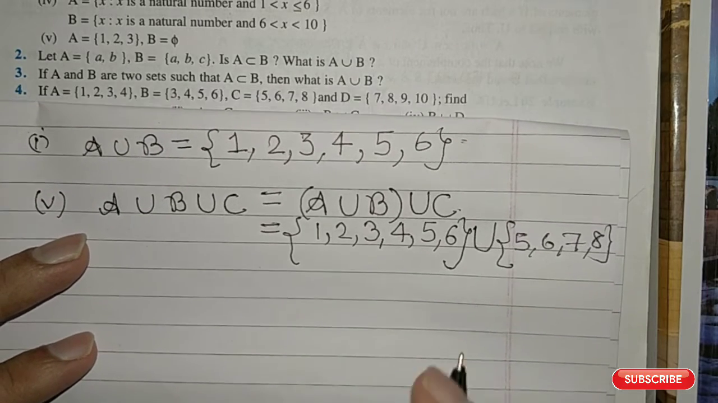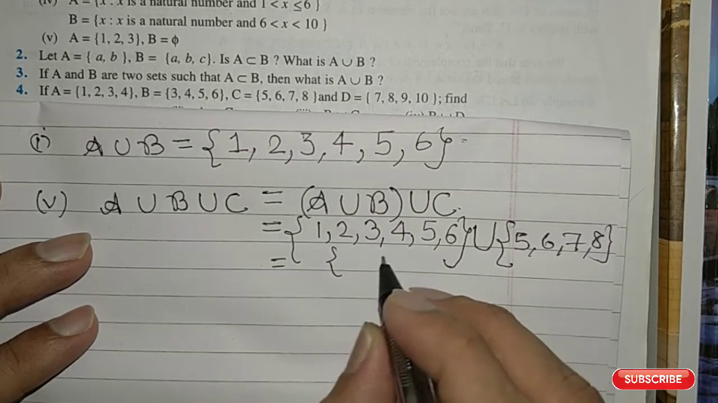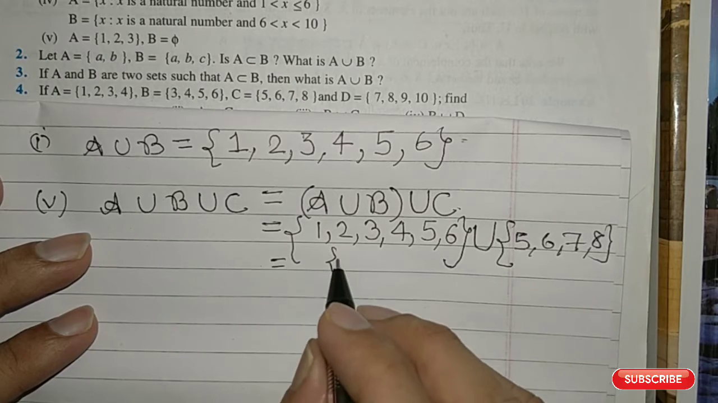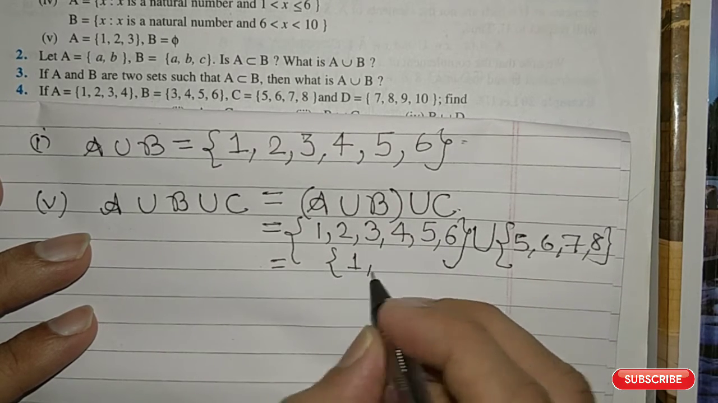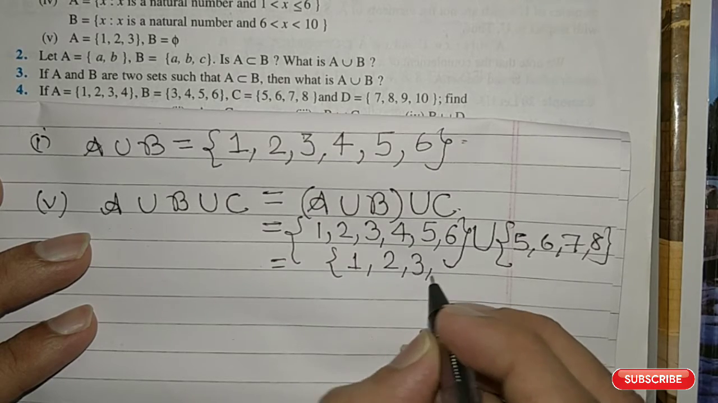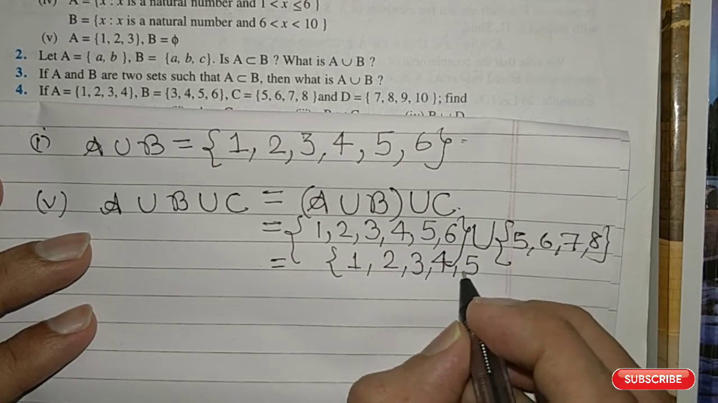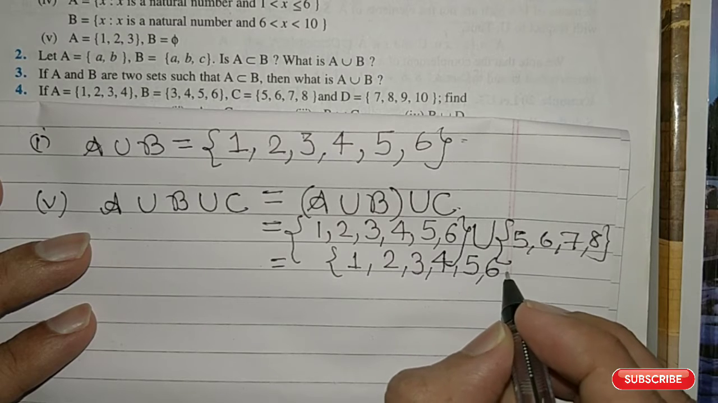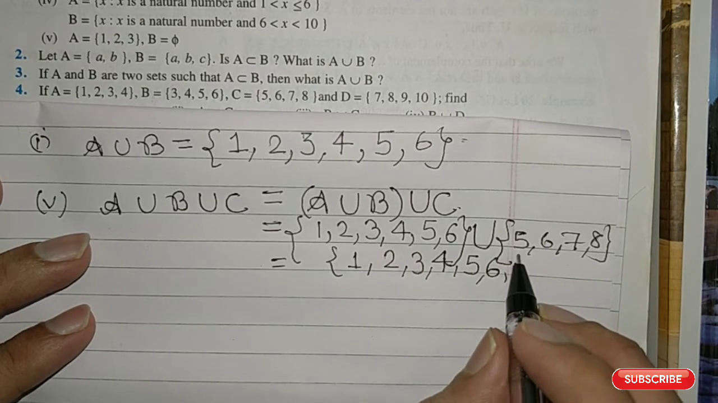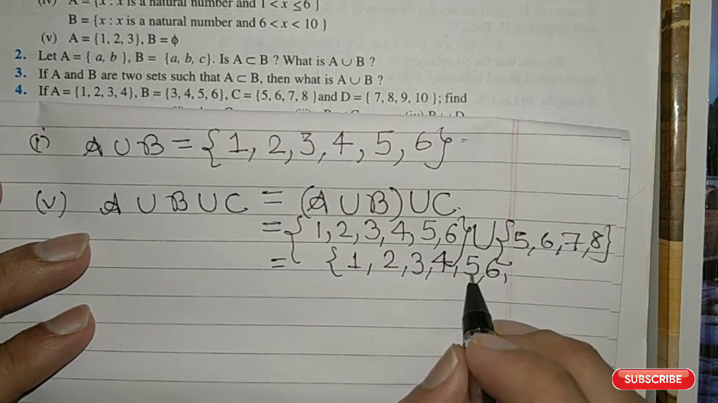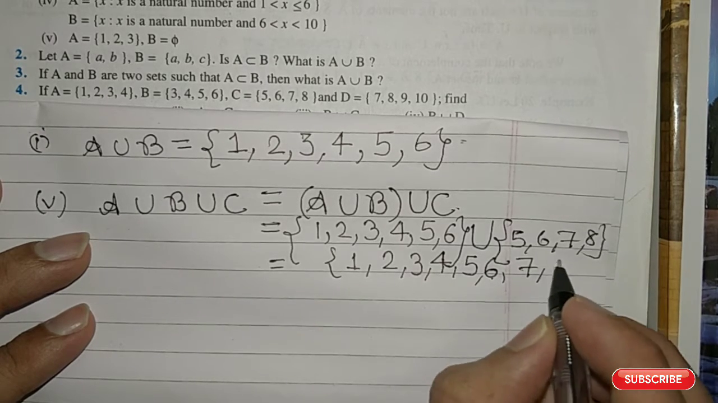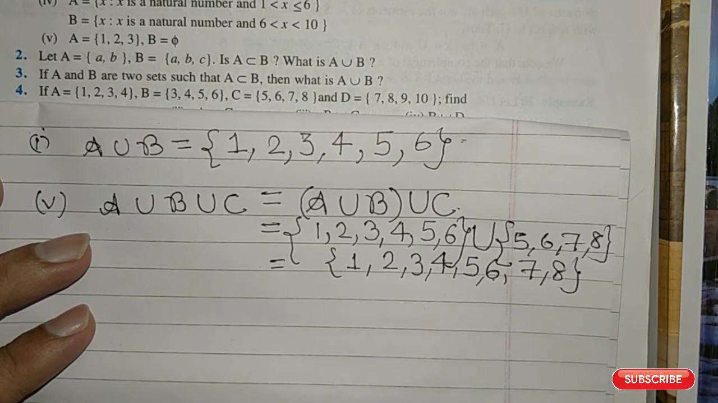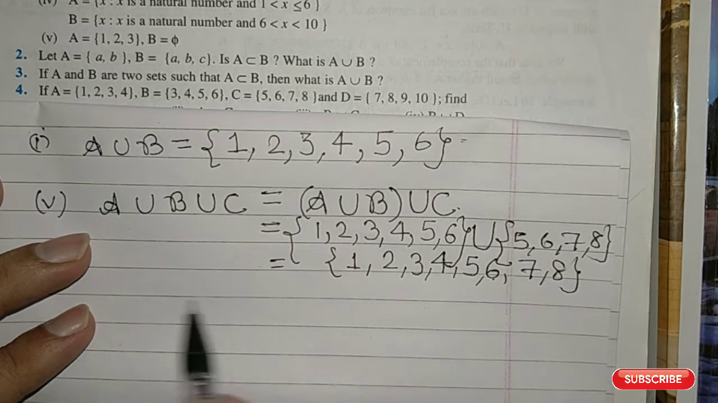So now you have to take the union of these two sets, right? You have to write all the elements of the first set. So 1, 2, 3, 4, 5, 6. Then you have to go to the second set. You can see that element 5 is already written, right? The element 6 is also already written. So you have to write 7 and 8. Okay. So this is the set A union B union C.